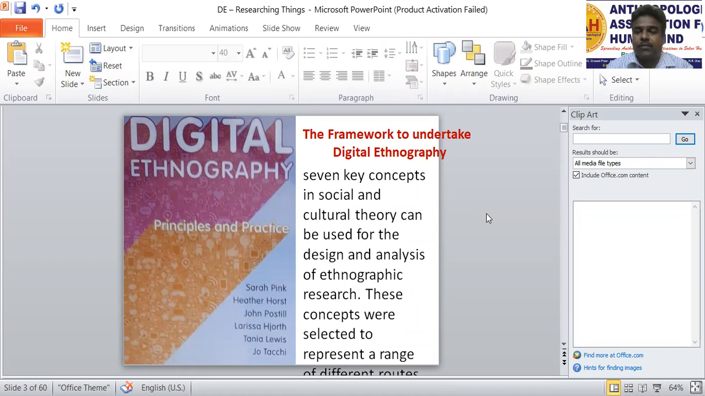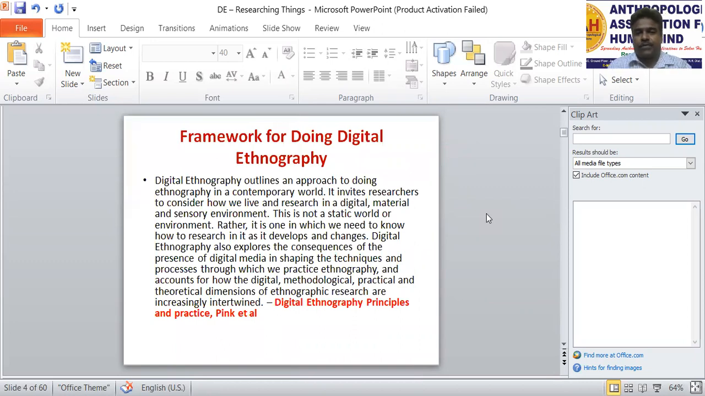They have proposed 7 key concepts to undertake digital ethnography more productively and meaningfully. In each session, we are trying to cover one concept. The 7 concepts proposed by these authors, drawn from social and cultural theory, can be used for the design and analysis of ethnographic research. These concepts were selected to represent a range of different routes to undertake this ethnography.